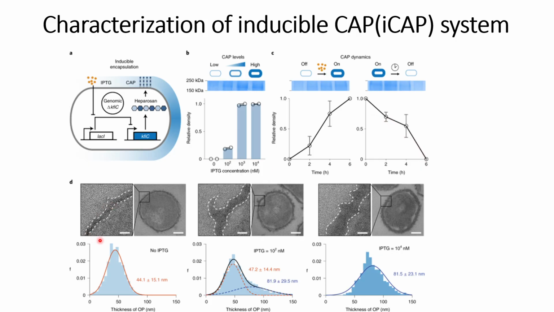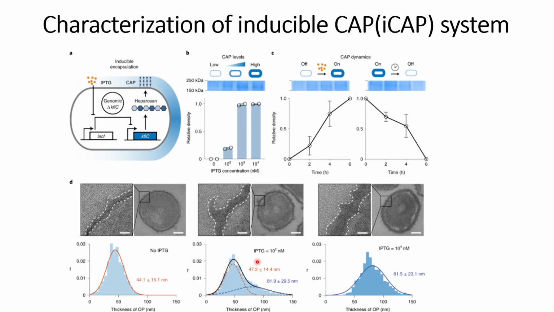And they also wanted to check whether this IPTG has an impact on the cap thickness and the polysaccharide length or not. So when there is no IPTG, they are able to see the thickness is around 44 nanometers, but when this IPTG is introduced, let us first discuss this 1000 nanomolar, they are able to see an increase in the thickness to around 81.5 nanometers. It is 44.1 to 81.5 nanometers.